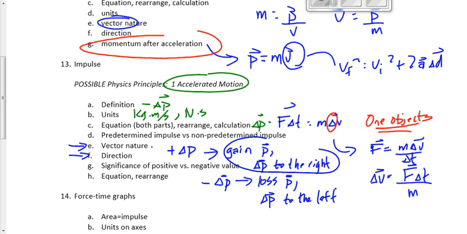And this is redundant. I should cross that off because I already put that, the equation and being able to rearrange the equation. Let's go back to this.